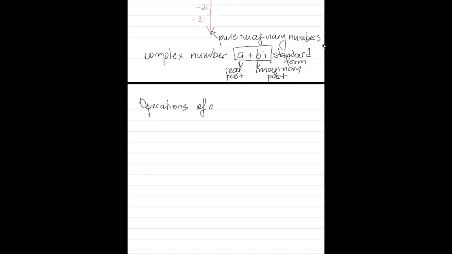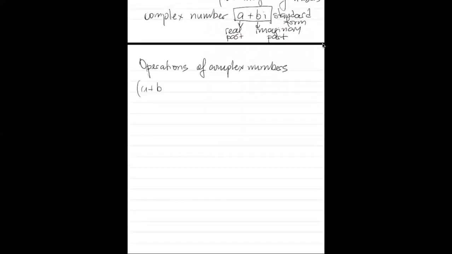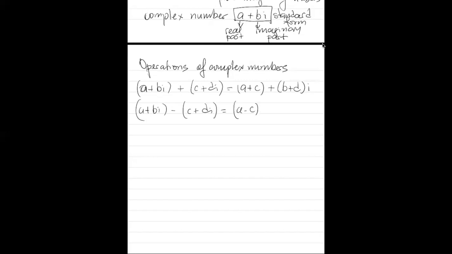Now let's talk about operations of complex numbers. That is addition. So if I have a number a plus bi and another complex number c plus di, we add them by adding the real parts, a plus c, and we add the imaginary parts, b plus d. And so the result is a complex number. In a similar way, we subtract complex numbers, a plus bi minus c plus di, by subtracting the corresponding real parts and corresponding imaginary parts.